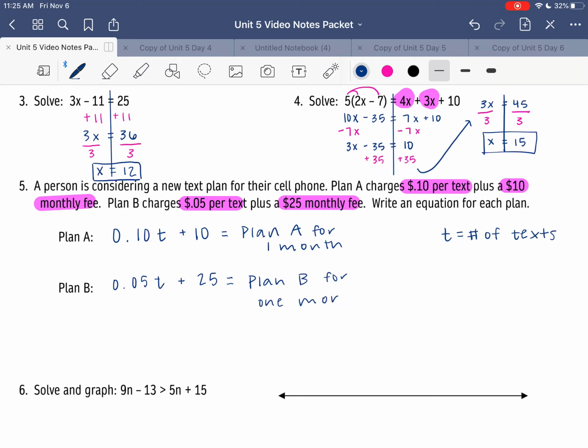And you definitely don't have to write these words. I just want to make sure you understand what we're representing here. This equation would need to look different if we wanted to look at multiple months, but we just are going to focus on the number of texts and how much that means we would pay for 1 month.